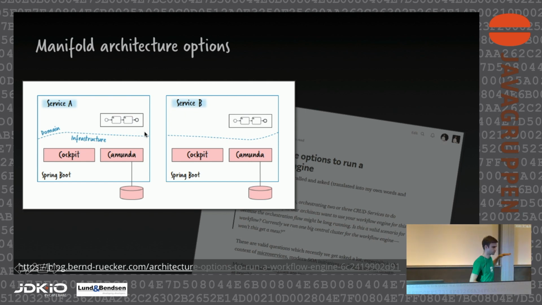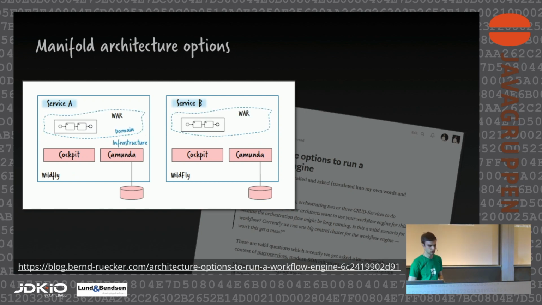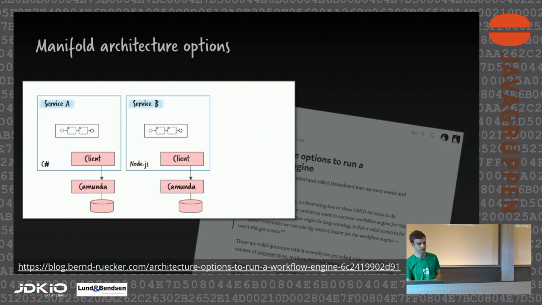So there's a strict difference between what is infrastructure and what is the domain and what is the process in the end. We can also do that in a different way if we prefer. So we can also just place, for example, a WildFly application server, place the Camunda engine inside of this application server as a module, and then just reuse it in different WAR files. So it really depends on how you want to use it. If you don't use Java for some reason, some people don't, you can also work, for example, with Node.js or with C#, however you prefer. Just have a client and just communicate via REST API with the process engine. So this is possible as well.